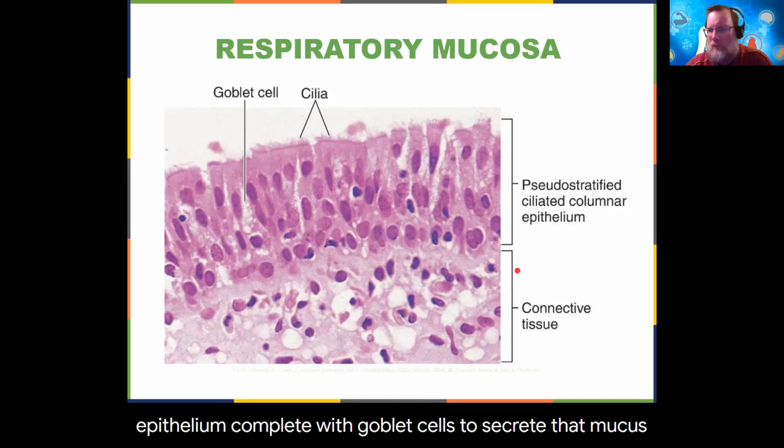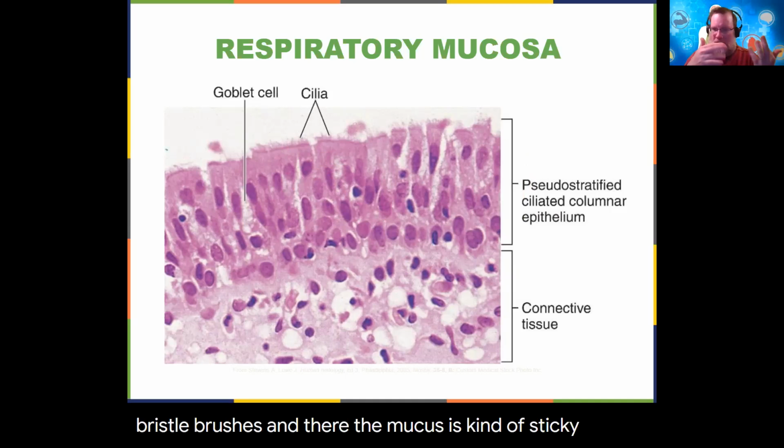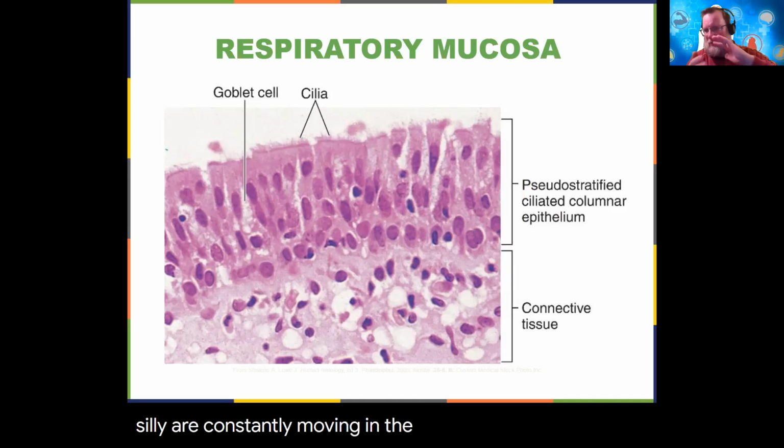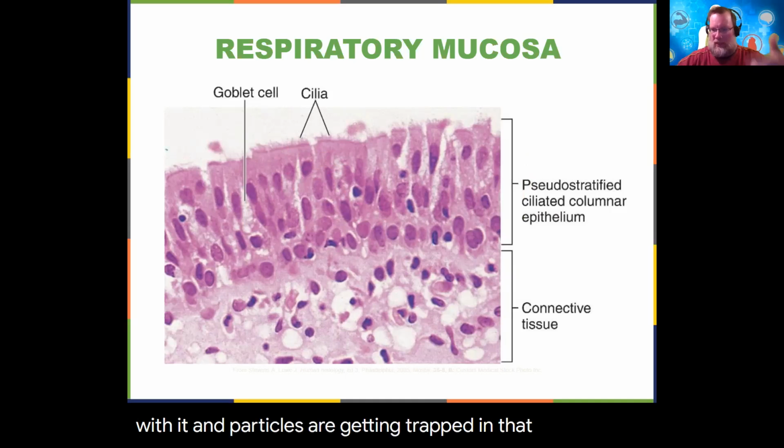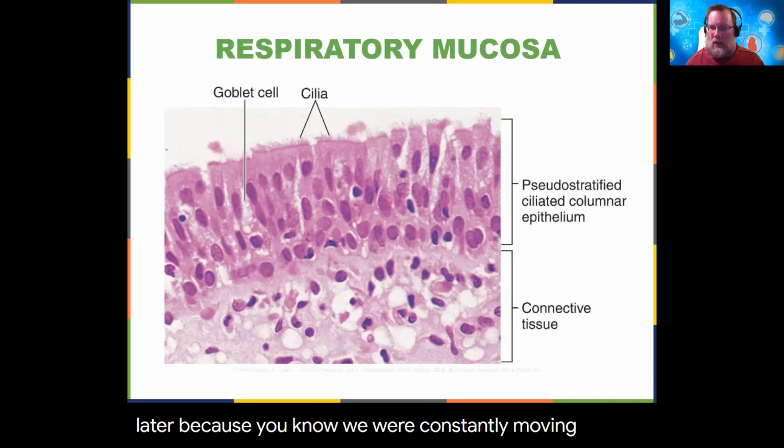Okay. And again, the cilia are kind of like little bristle brushes, and the mucus is kind of sticky. So the cilia are constantly moving, and the mucus is moving with it, and particles are getting trapped in that mucus, and then we move them out or we pull them. Anyway, we try to get rid of them, right? We blow our noses. And again, we see this in the lower tract too. A similar slide comes up later because we're constantly moving gunk up out of the lung.